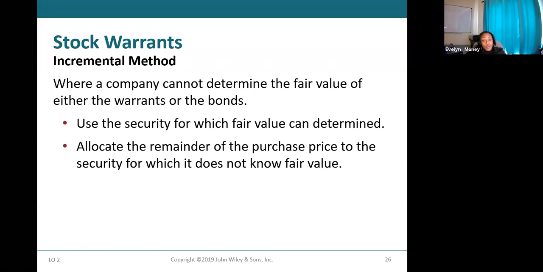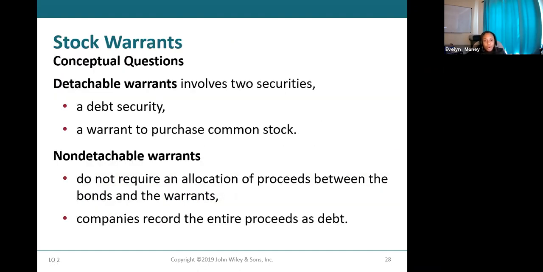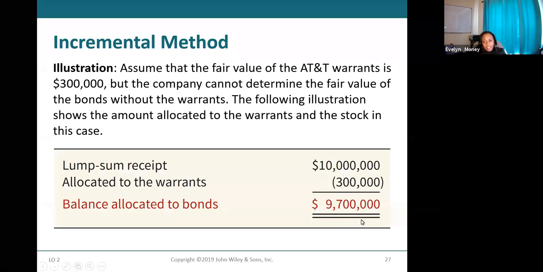Now, for the incremental method, I know the value of one, but not the value of the other. So I deal with the one that I know, and then the rest of that cash price gets allocated to the one I don't know. So now let's just only assume that we know the fair value of the warrants. So the fair value of the warrants is $300,000. We subtract that from the cash proceeds of $10 million. So this is the amount that we're going to allocate to the bonds. Now, bonds are still recorded at par, so you would have a discount on bonds payable that we would need to deal with in this particular situation.